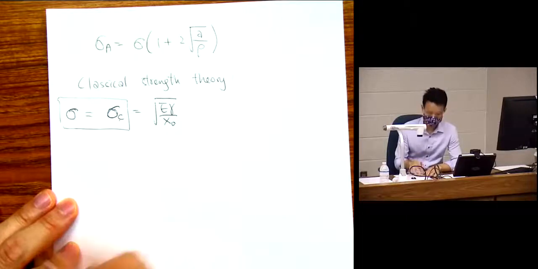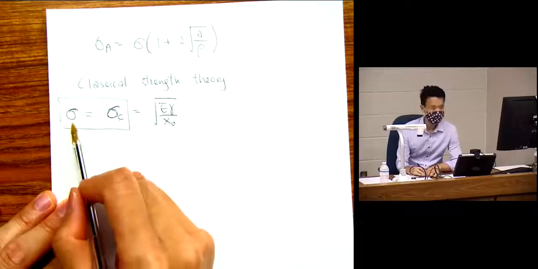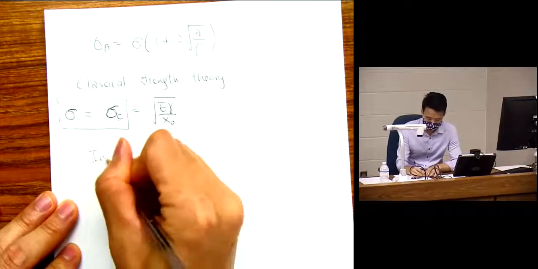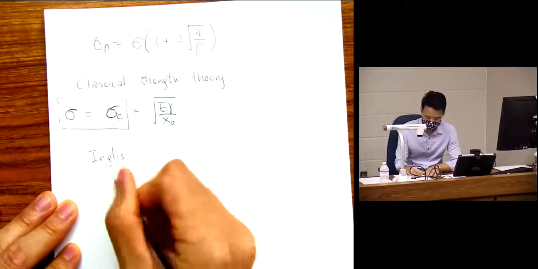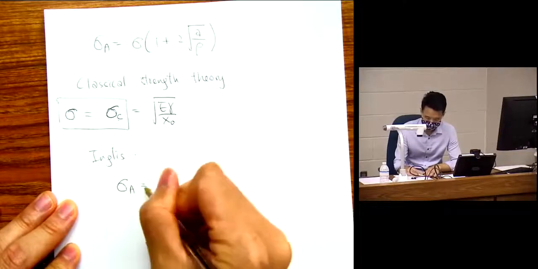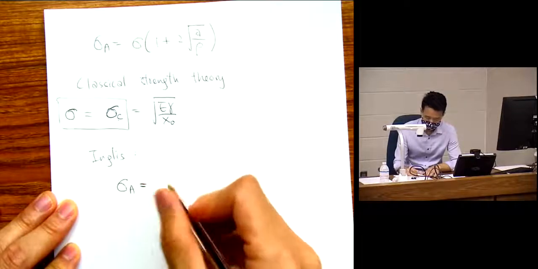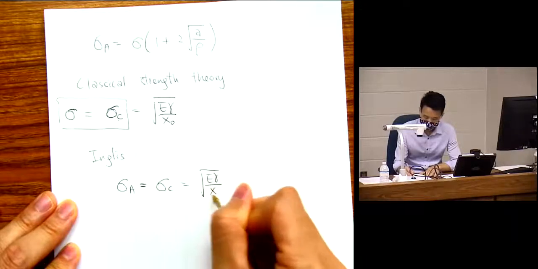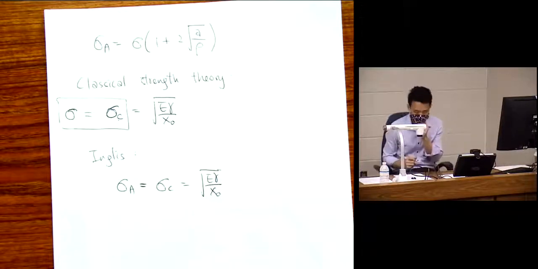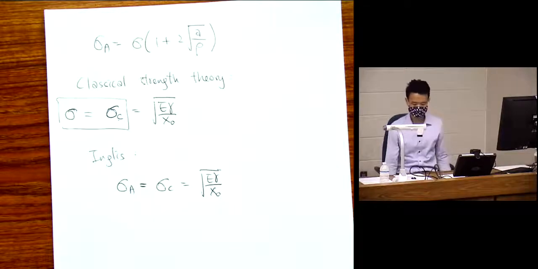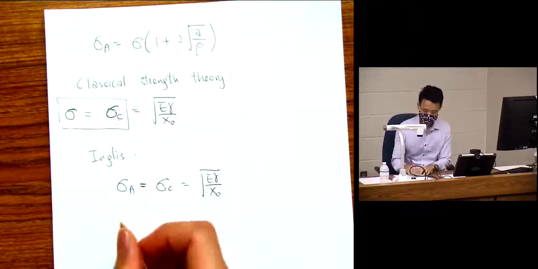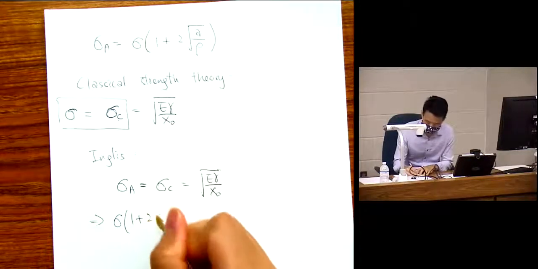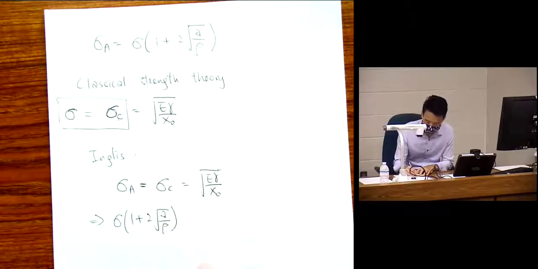So now Inglis improved that, right? Because now it's not sigma that is important, it's sigma A, right? So instead of sigma, I'm going to set sigma A equal to sigma C, and sigma A is just going to be what we just derived, or what Inglis derived.